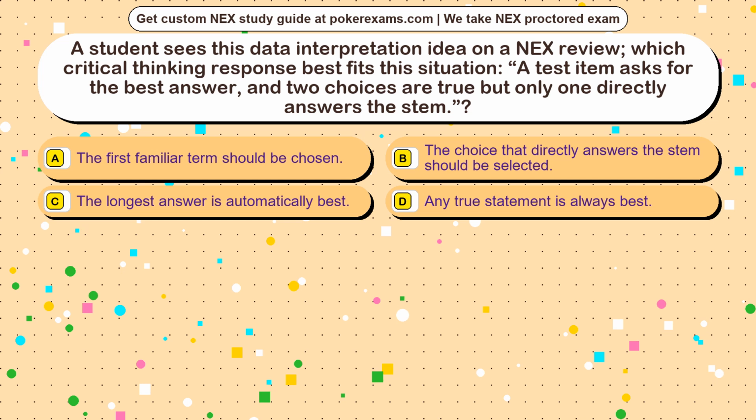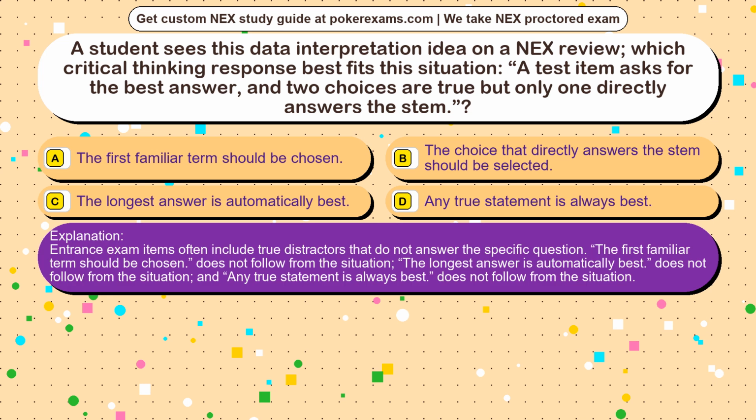The correct answer is option. Entrance exam items often include true distractors that do not answer the specific question. The first familiar term should be chosen, does not follow from the situation. The longest answer is automatically best, does not follow from the situation, and any true statement is always best, does not follow from the situation.